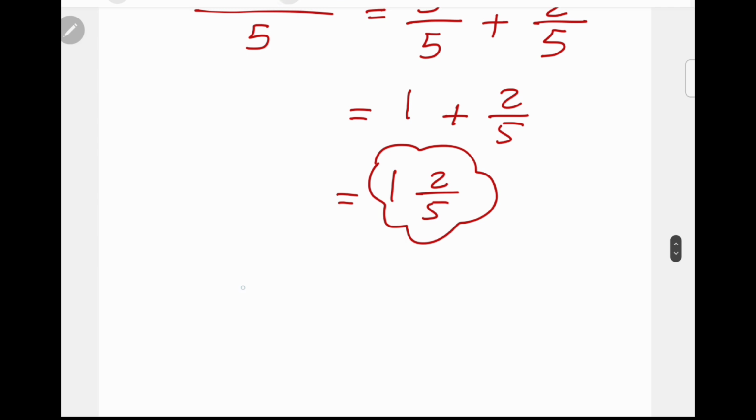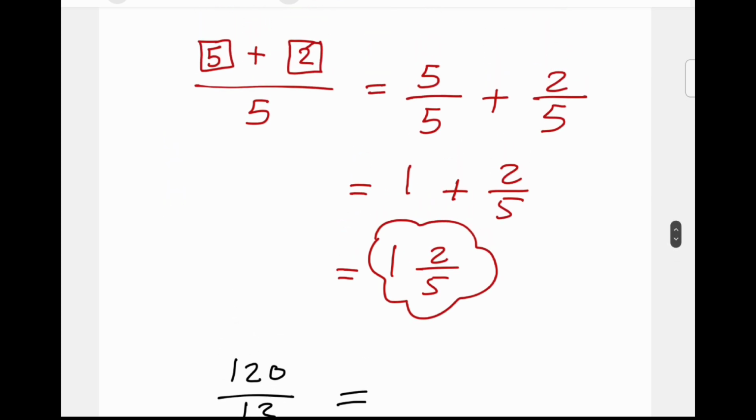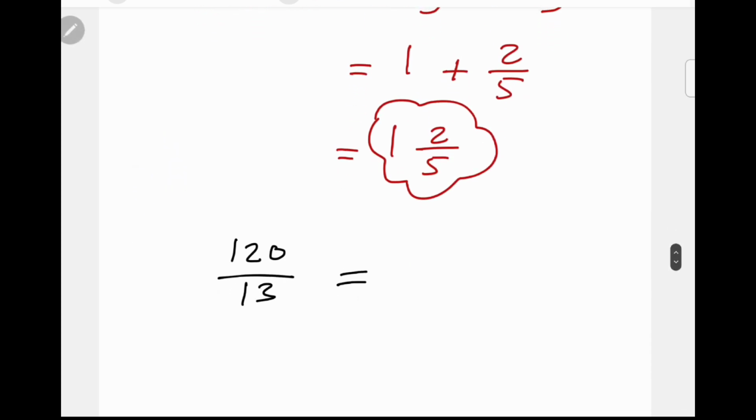Another example, if I say 120 divided by 13, how do we express this as a mixed number? Now, it may be difficult to actually convert this using the previous strategy, but what we can do is use long division.